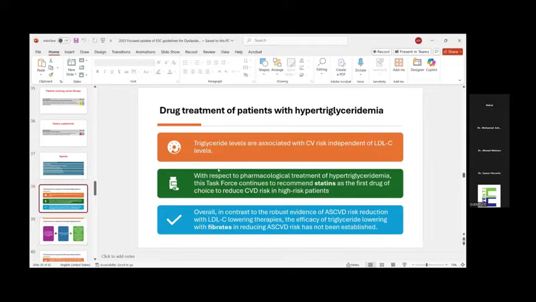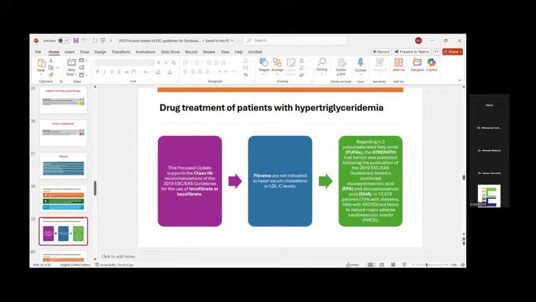What about hypertriglyceridemia? As we all know, triglyceride levels are associated with cardiovascular risk independent of the LDL levels. With respect to the pharmacological treatment of hypertriglyceridemia, these guidelines continue to recommend statins as the first drug of choice to reduce the cardiovascular risk in high-risk patients. Overall, in contrast to the evidence of atherosclerotic cardiovascular disease risk reduction with LDL lowering therapies, the efficacy of triglyceride lowering with fibrates in reducing the cardiovascular risk has not been established.